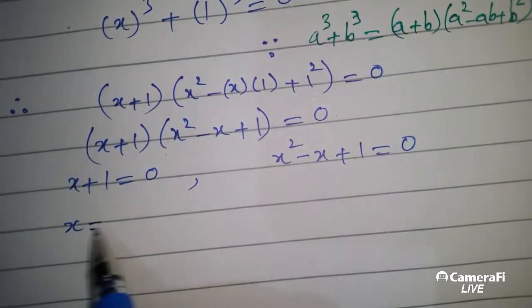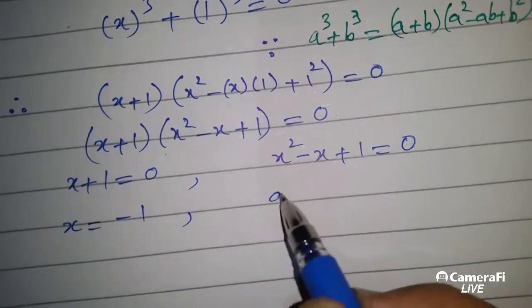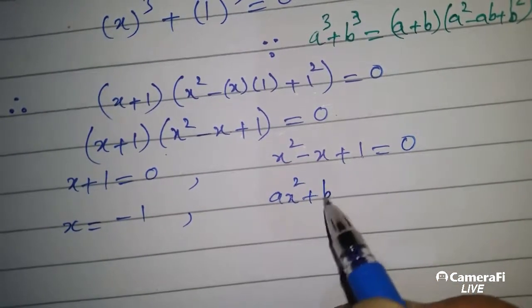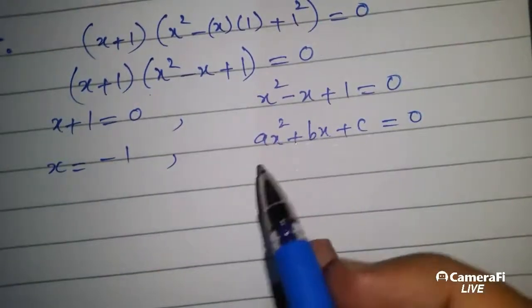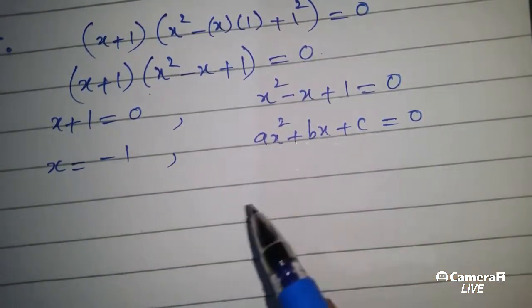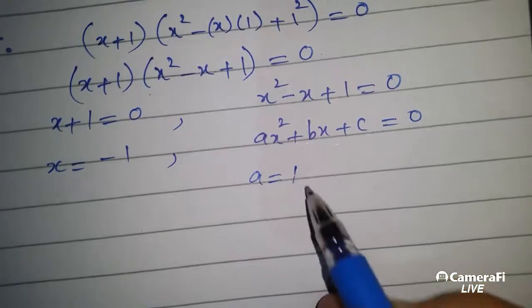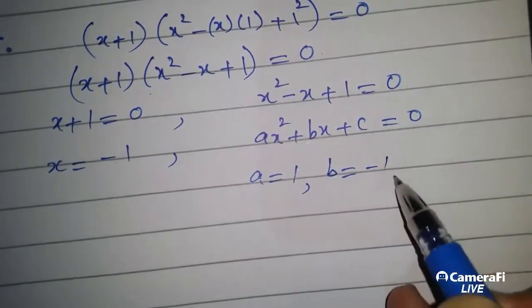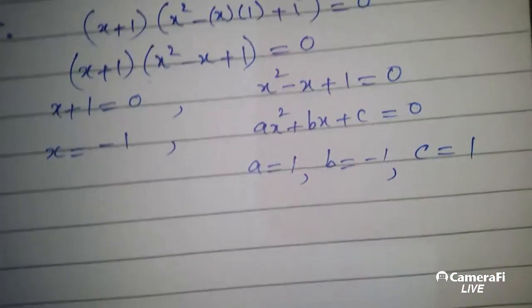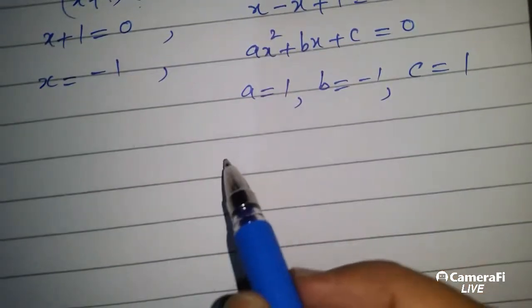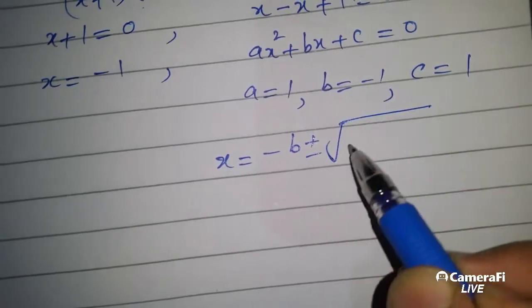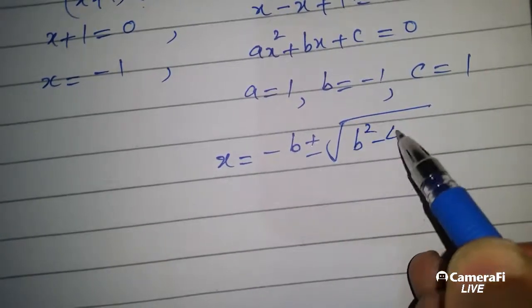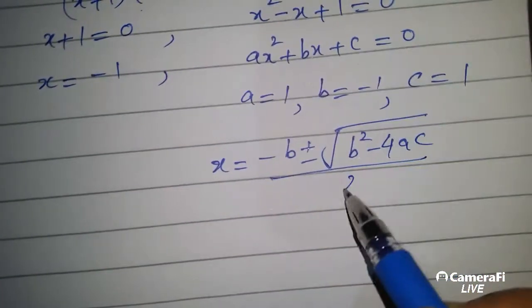From here x is equal to minus 1, and here we can compare this with the standard quadratic equation. A is equal to 1, B is equal to minus 1, and C is equal to 1. So x is equal to minus b plus minus under root b square minus 4ac over 2a.